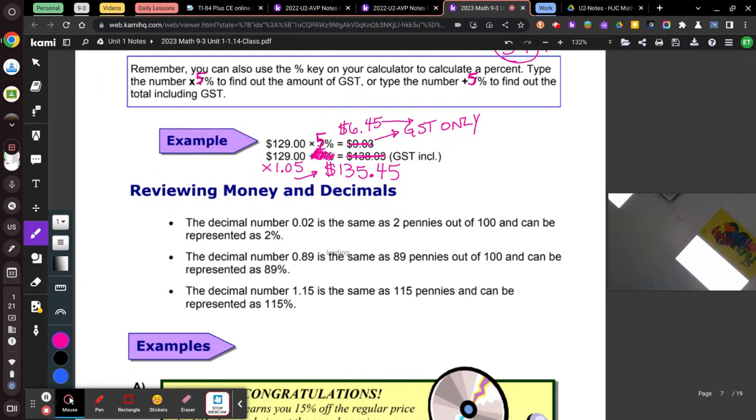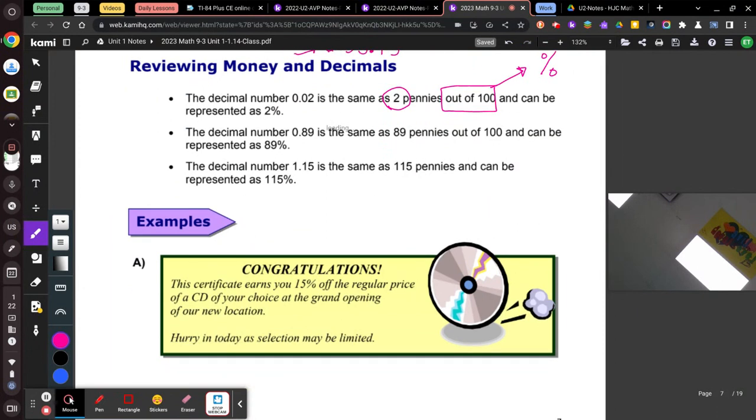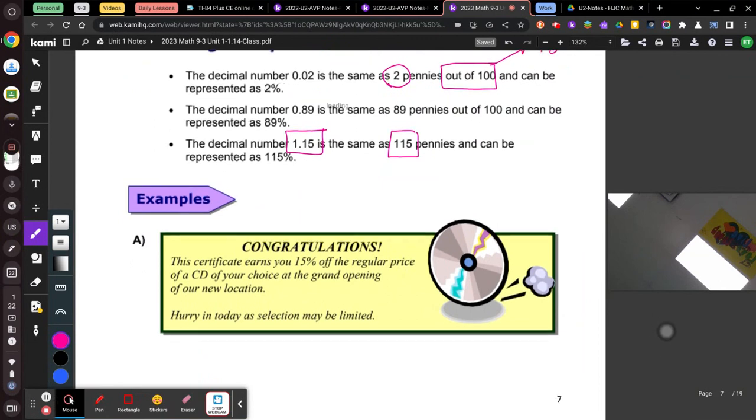Okay, now it says the decimal number 0.02 is the same as saying 2 pennies out of 100. Anything out of 100 is the same as saying it is a percentage. Okay, it is the same thing as saying a percent. The decimal number 0.89 is 89 pennies out of 100. Now this one is saying we have 115 pennies. That's what that one's telling us. So if we've got a number in front, that's how many pennies we have.